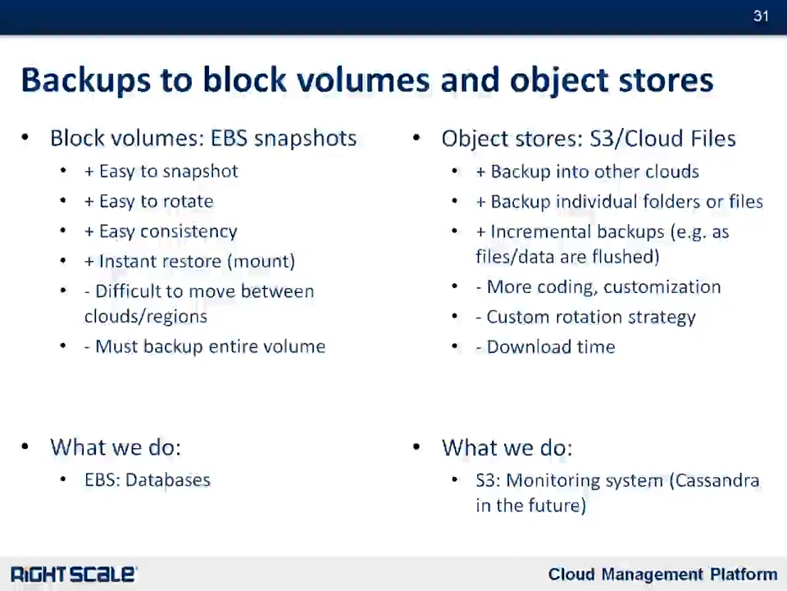Object stores are another alternative. S3 or Cloud Files in Rackspace are examples. The plus side is that it allows you to do backups in other clouds. For disaster recovery, it's important that you have a backup on an object store, so that if you have to move to a different cloud, you can take the backup snapshot from there. It also allows you to do backups of individual folders or files. That means you have the ability to do incremental backups, and sometimes that's convenient.